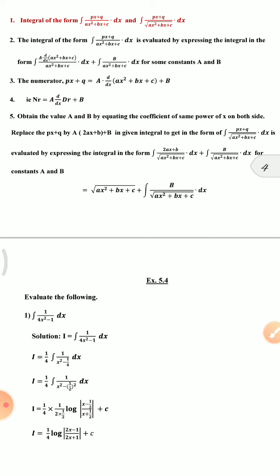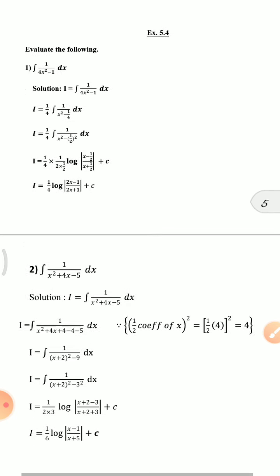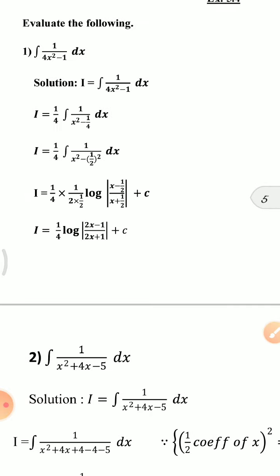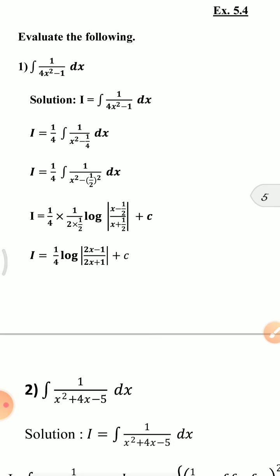We have to see all these types of integration in exercise number 5.4. Let us see exercise 5.4 here. See question number 1: integration of 1 upon 4x square minus 1 dx. See the solution. Let I be equal to the integral of 1 upon 4x square minus 1.